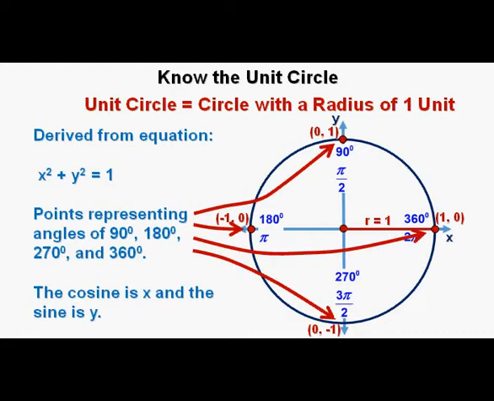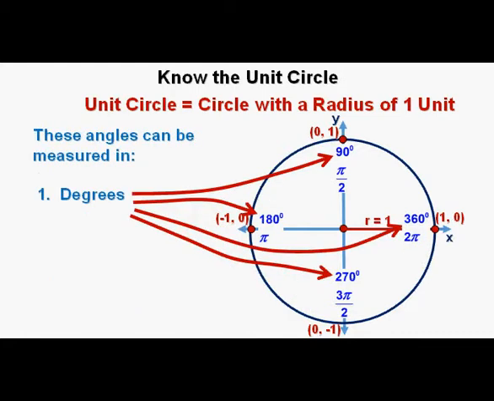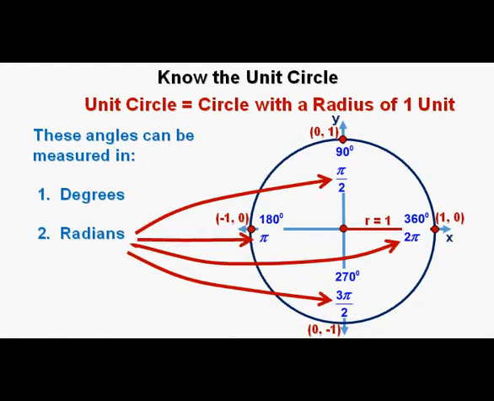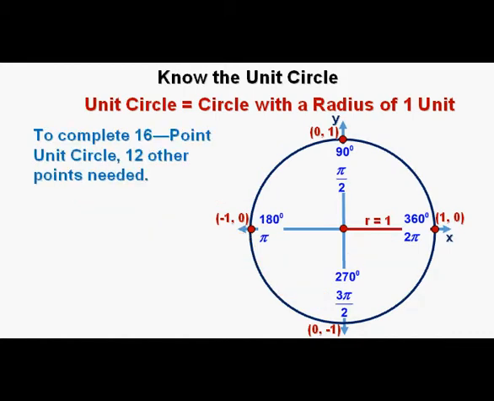These angles can be measured in degrees. We have 90, 180, 270, and 360 degrees. Or radians, and we have pi over 2, pi, 3 pi over 2, and 2 pi radians for these same angles. Now we'll work on finding and describing the 12 other points of the 16-point unit circle.